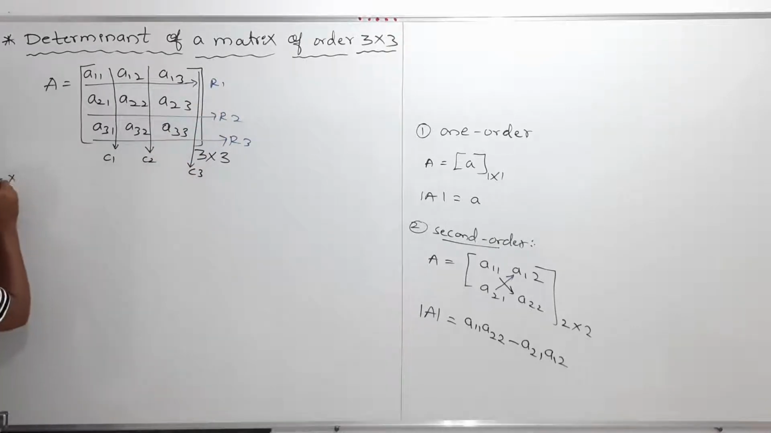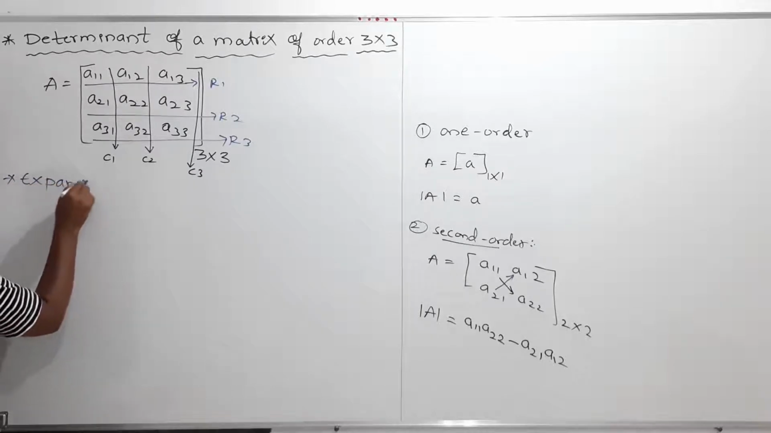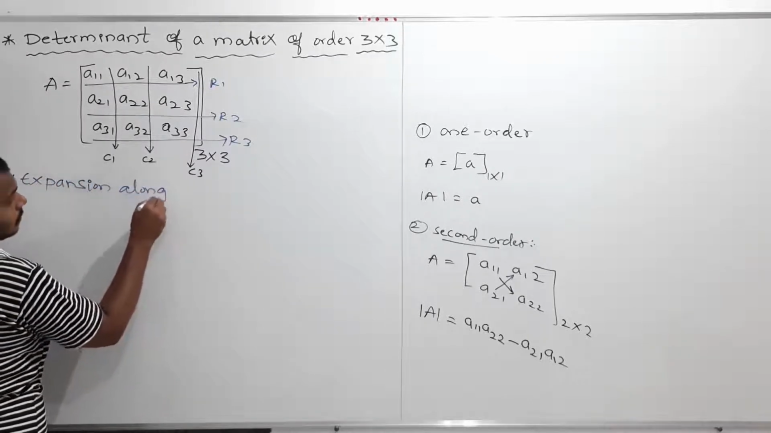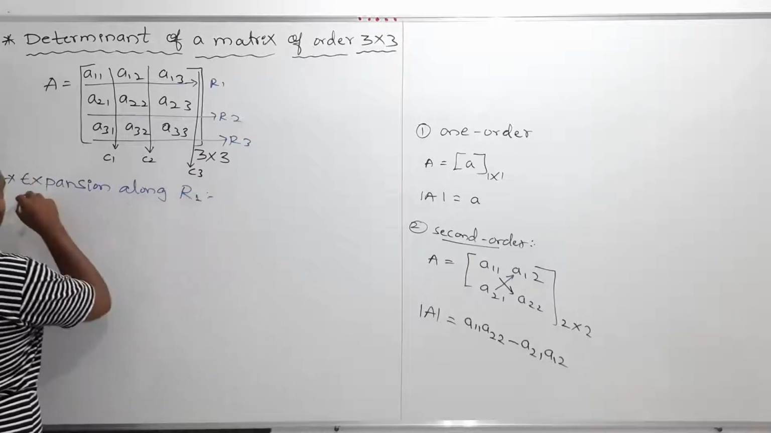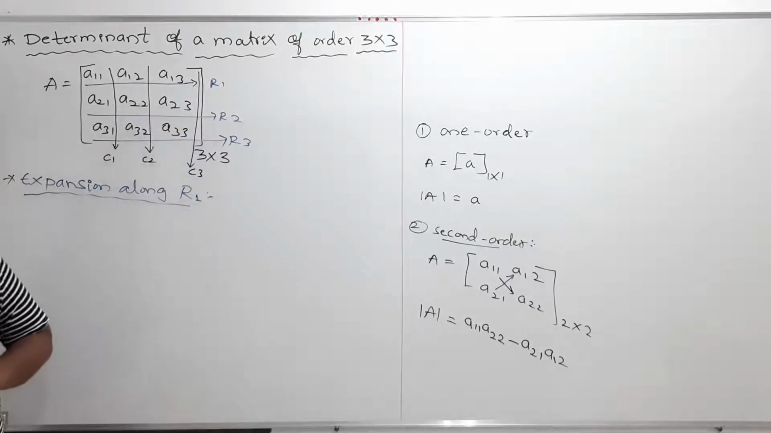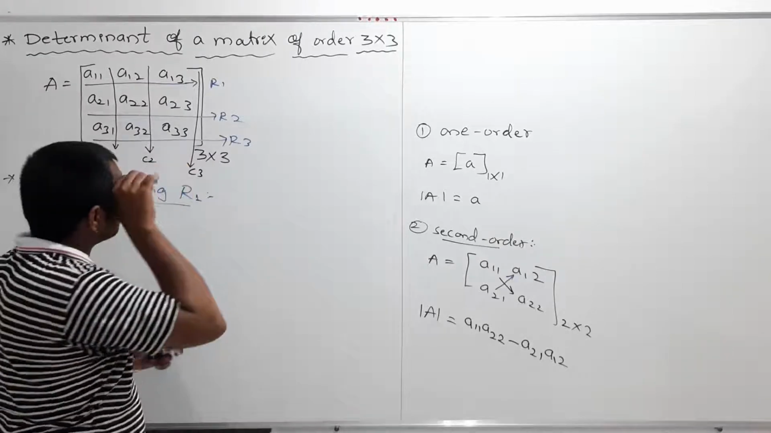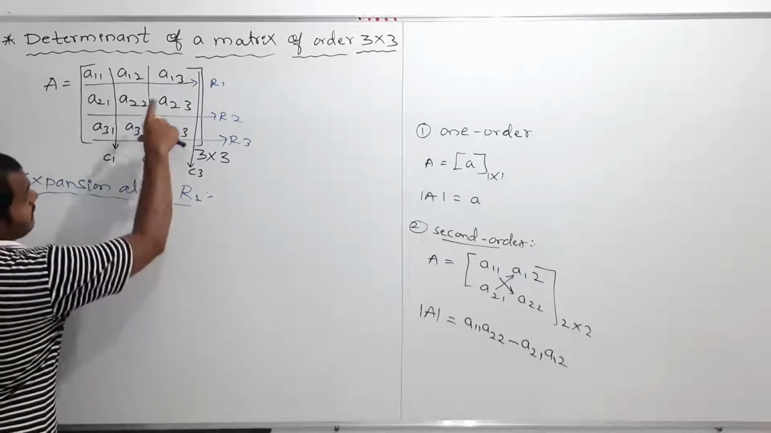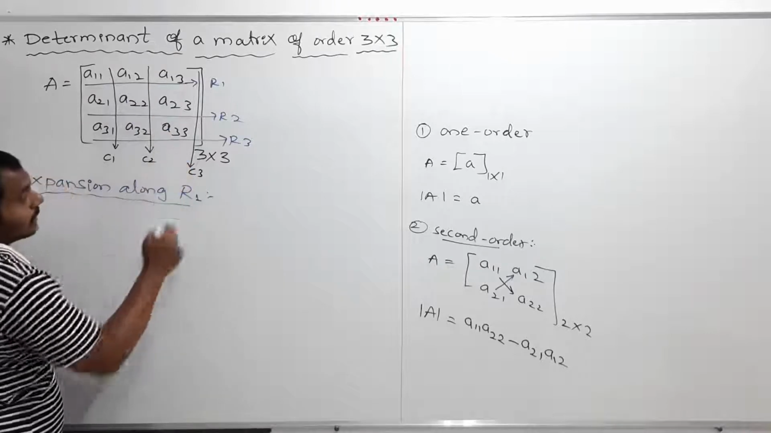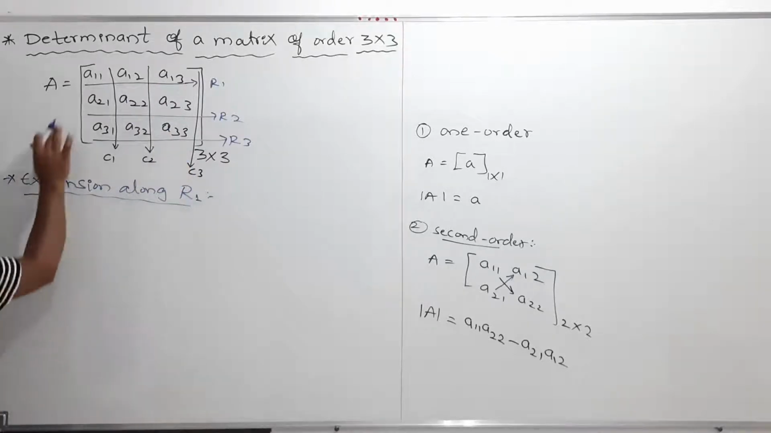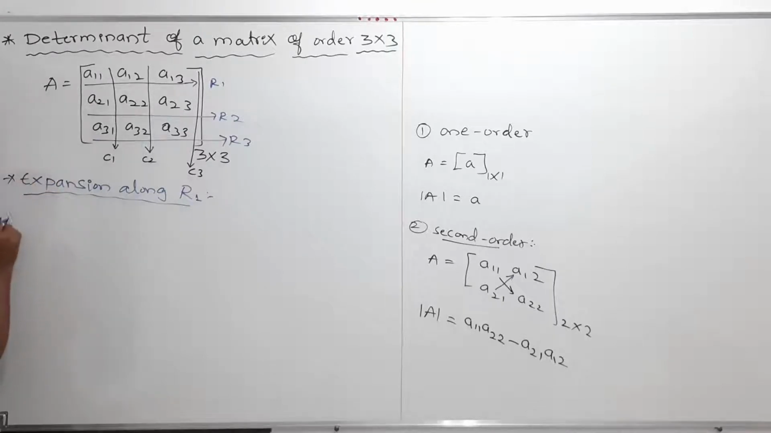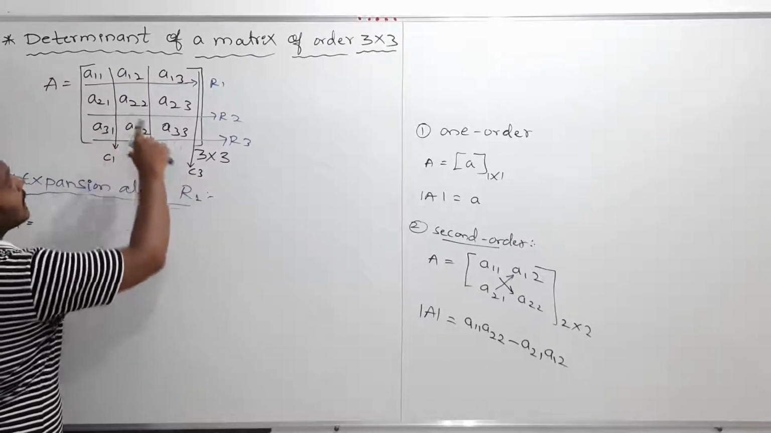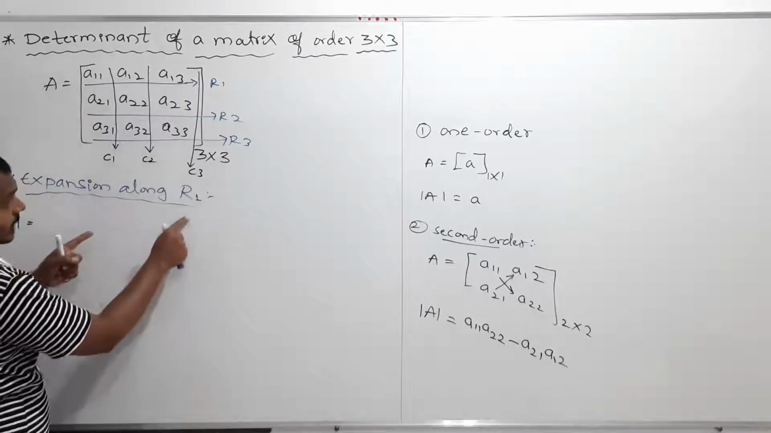So expansion along row 1. First I will discuss how to expand along row 1, my students. Next we will discuss along row 2 how to expand, that all we will discuss later. Whenever you are trying to express the given matrix in terms of row 1, first, I am finding the determinant of this. So the determinant of A is equals to, now I convert, my students, first I am expanding along row 1.